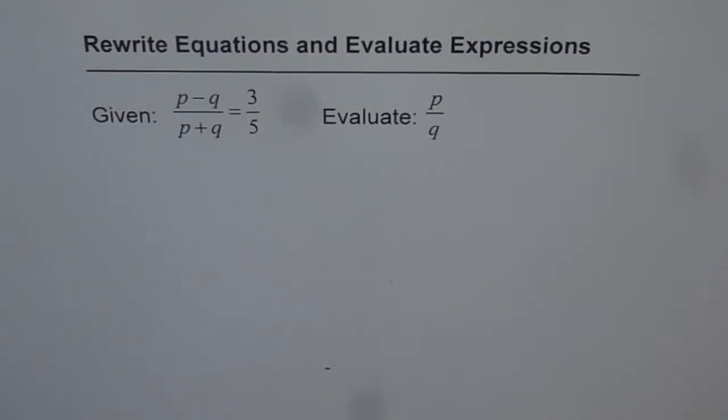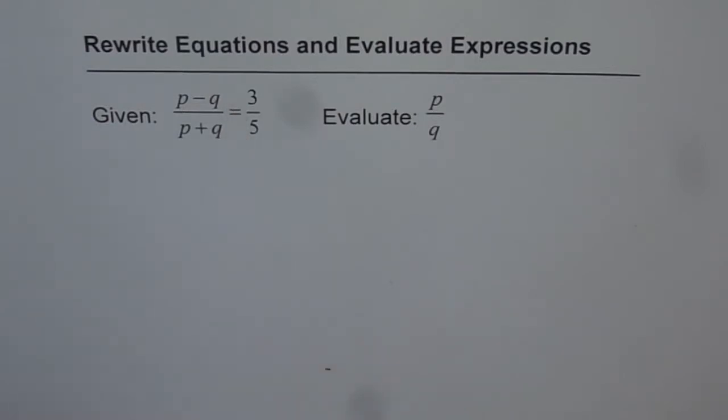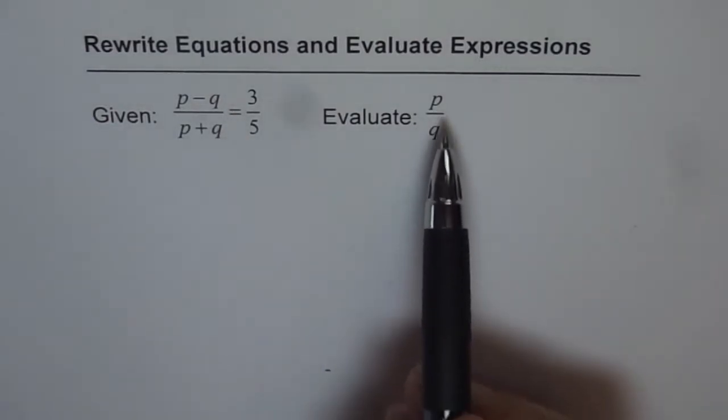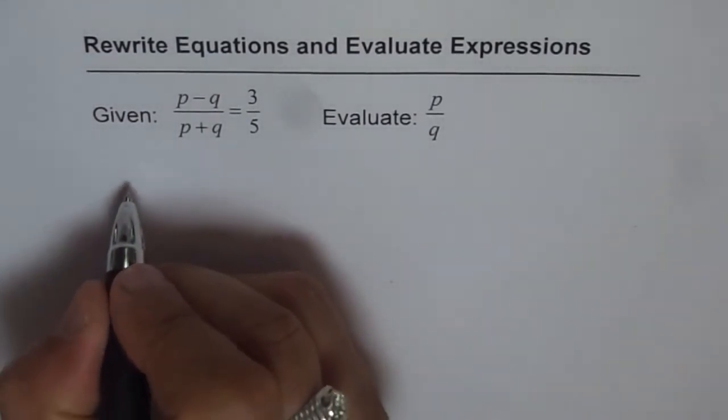Rewrite equations and evaluate expressions. Sometimes these questions can be very tricky, and let's understand how to solve these types of questions. It's given to us that (p minus q) divided by (p plus q) equals 3 over 5, and we need to evaluate the value of p divided by q. How to find that? Well, let's rewrite this equation and then try to figure out the answer.